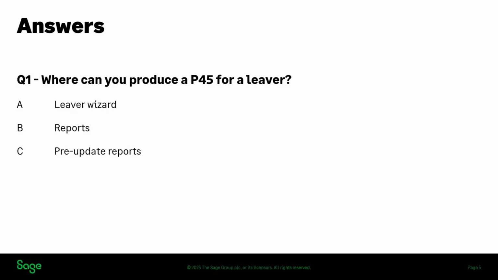What is the answer? Well done, 97% who got one of the right answers, the leaver wizard. And another correct answer for this question is the reports option. So when it comes to producing the P45 itself, you do still need to enter the leave date first, which you would generally do via the leaver wizard, but you could do it directly in the employee record or by importing leave dates from Sage HR. And then within the reports, there are P45 layouts that you can run for anyone you've already processed as a leaver. So either directly from the Leaver Wizard, or once you've done the Leaver Wizard, you can run it from reports.